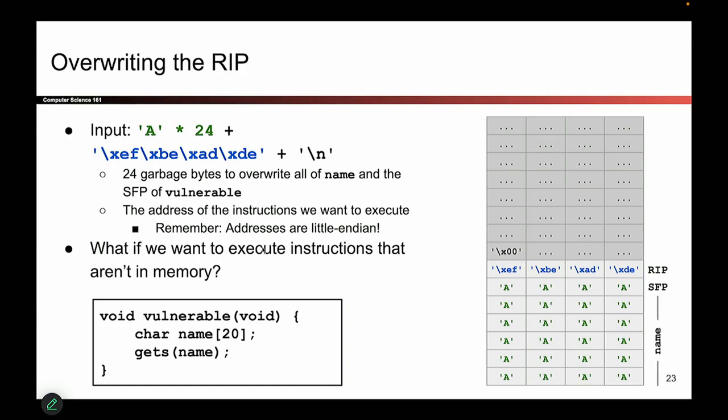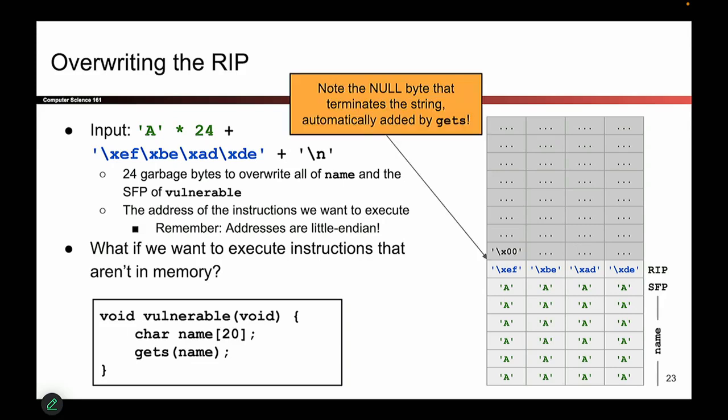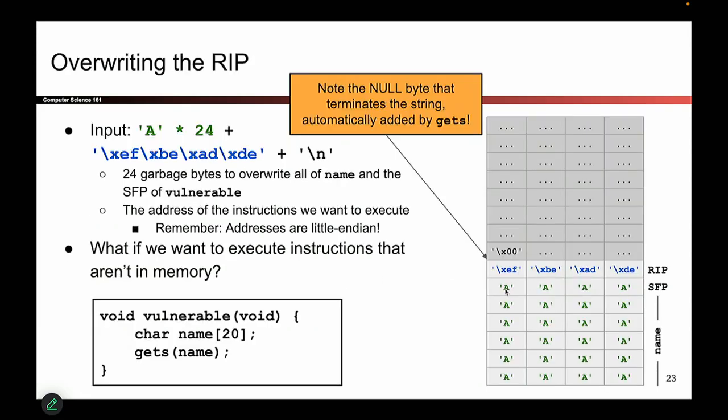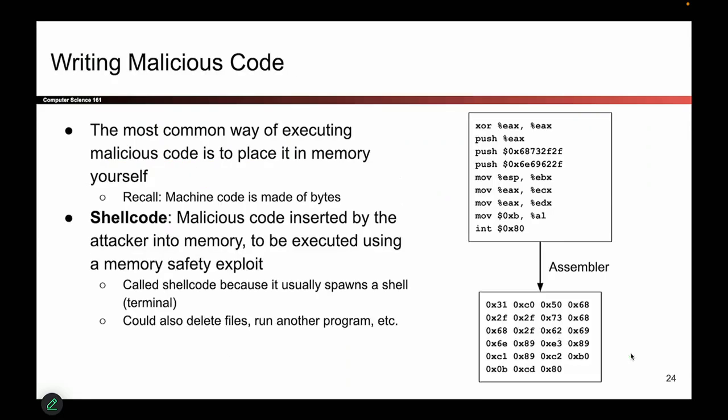So what if the attacker wants to execute instructions that don't live in memory? What do they do now? One thing we could do is, well, OK, there's a note about null bytes. I forgot that was there, but there it is. But something we could do is, if we don't have the malicious instructions already in memory, we can put them there ourselves. What does getAs do? getAs says, go into memory and write whatever you want. So instead of just writing A's and addresses, we could also write the actual instructions.